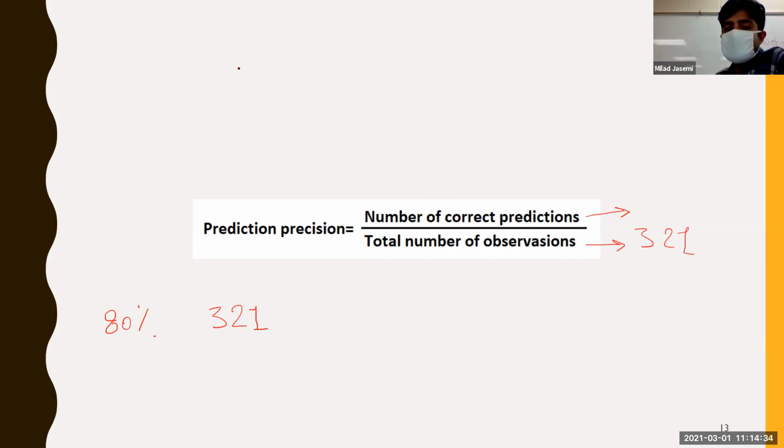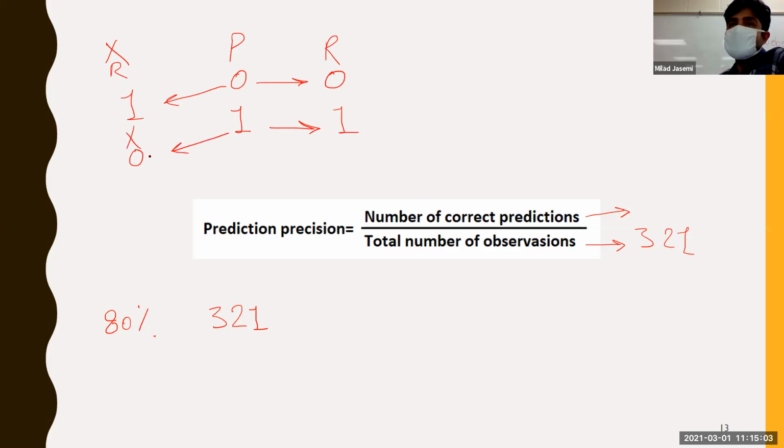If it has predicted 0, we need to check if in reality it is 0 as well. If it is 1, we need to check if in reality it is 1 as well. But if you have predicted something as 0, but it is 1 in reality, that's bad. If you have predicted something as 1, but it is 0 in reality, it is as bad.